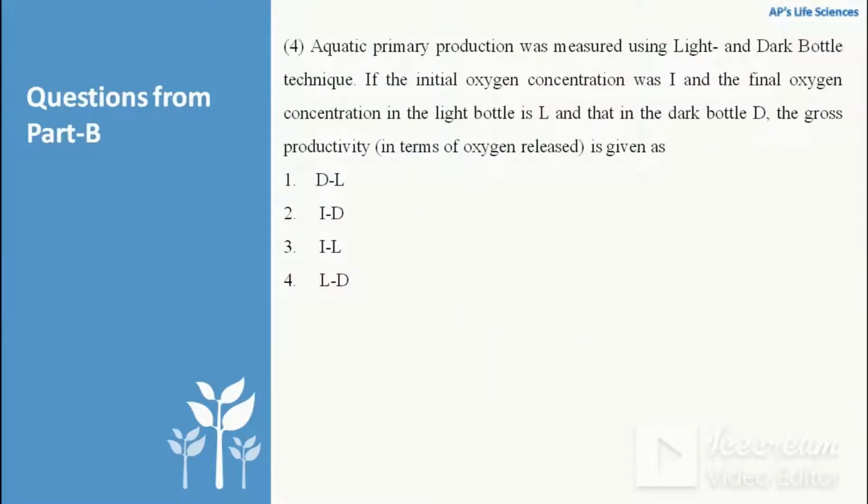Next, aquatic primary production was measured using the light and dark bottle technique. If the initial oxygen concentration was I and the final oxygen concentration in the light bottle is L and in the dark bottle is D, the gross primary productivity is given as, the options are D minus L, I minus D, I minus L and L minus D. In my previous video, I explained that the gross primary productivity can be calculated by light minus dark. So option 4 is the correct one.